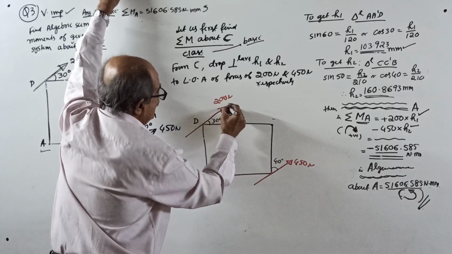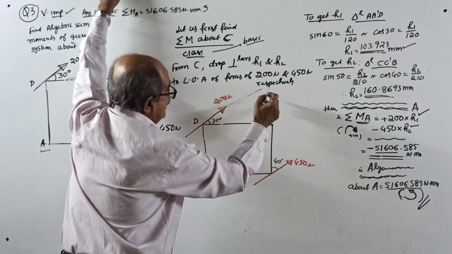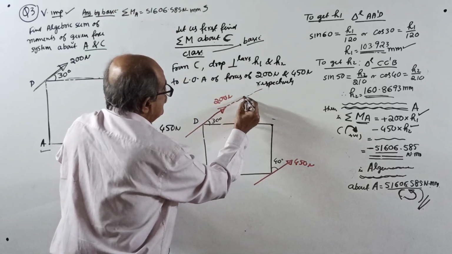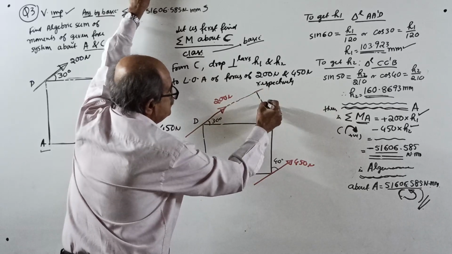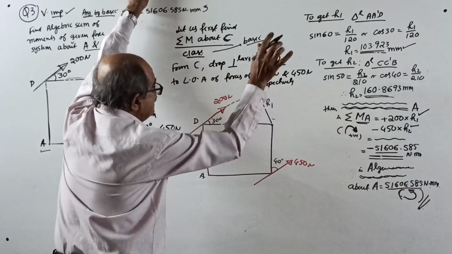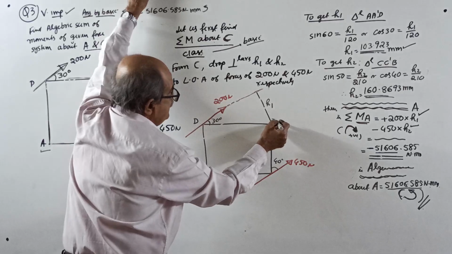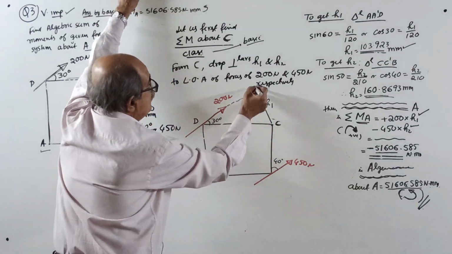So what do you do? Extend this force, draw perpendicular H1. This is not that H1, that H1 is gone. A, this is C. So I will call it C dash.